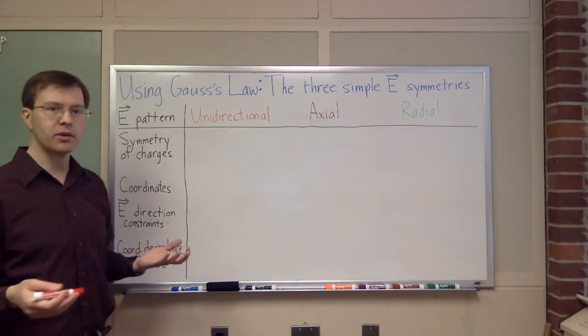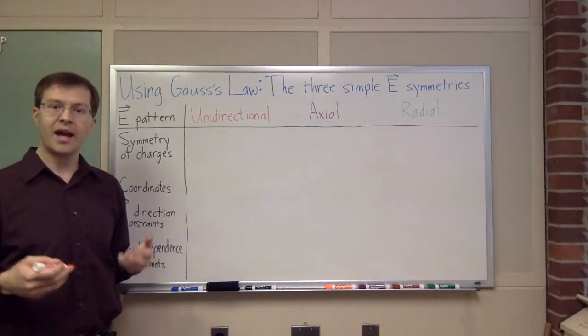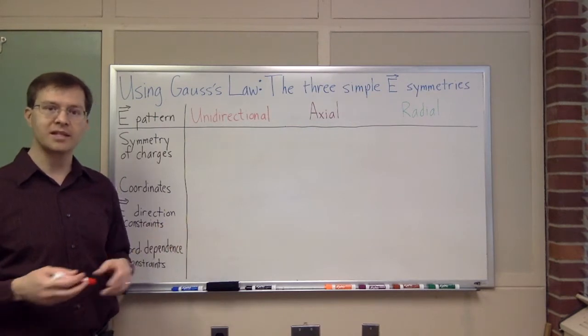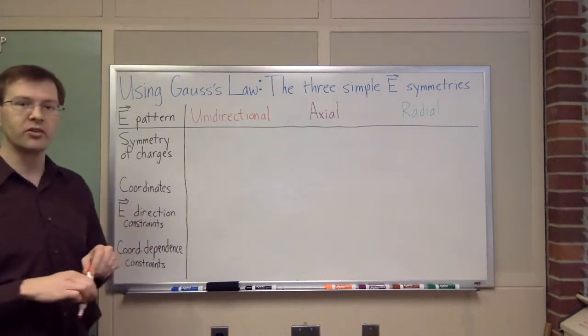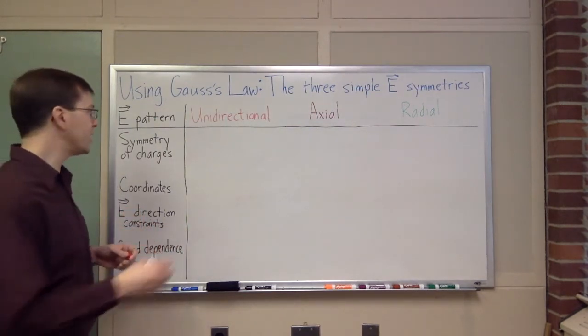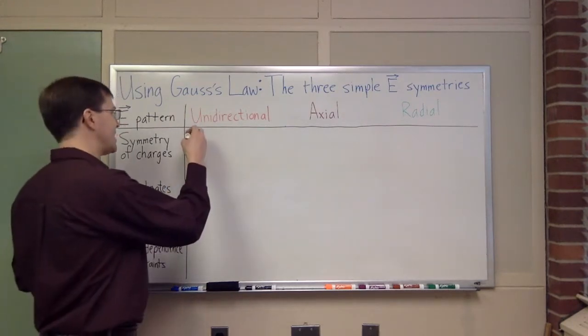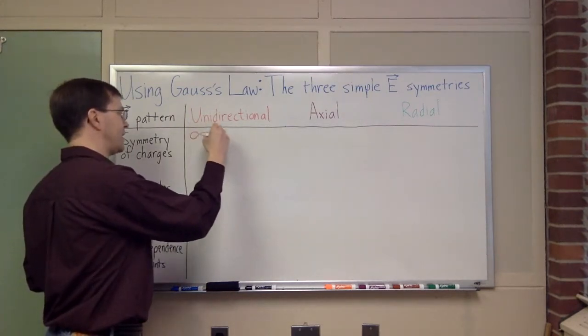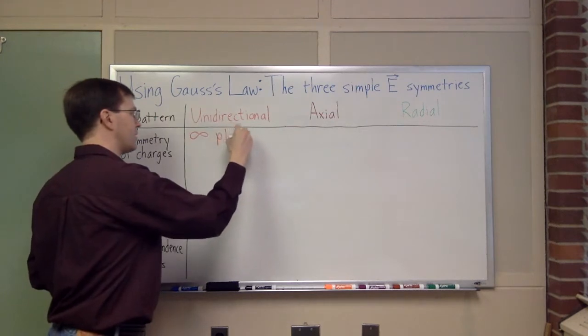So here's what I want to do. I'll start with a unidirectional field, and I'll talk about the charge distribution that gives rise to that. In particular, for a unidirectional field, the charge distribution involved always has what's known as infinite plane symmetry.